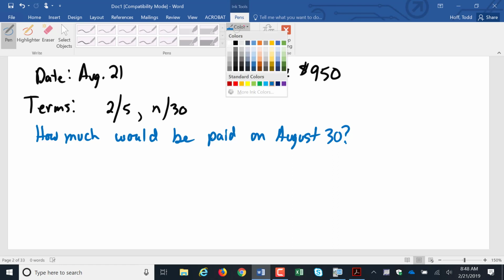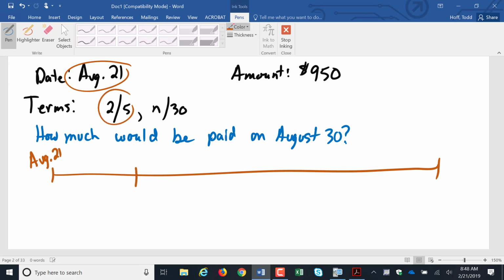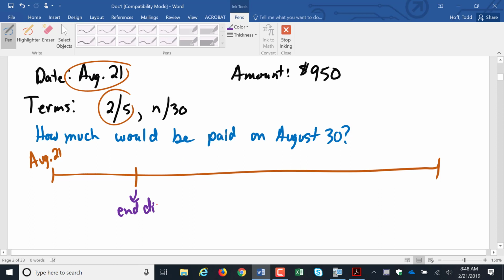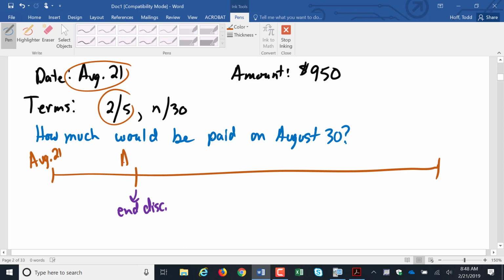Let's do our timeline. Remember, our timeline starts at the invoice date. That's the August 21st date. It's a 2/5, which means we have 5 days for the end of the discount period. I'm just going to put end discount. So that would be 5 days plus that would be August 26th. The end of the credit period would be 30 days past that August 21st date.